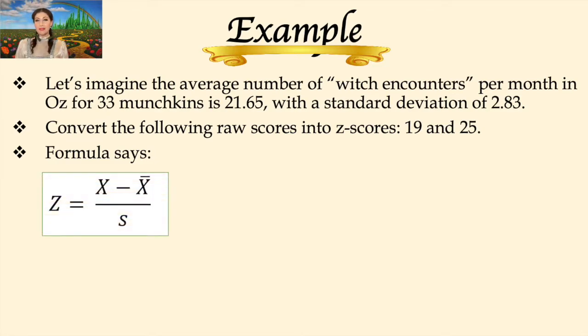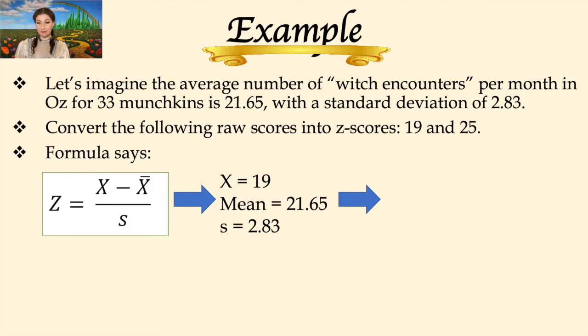So again, the formula says that we have to subtract the mean from the score and divide by standard deviation. So in this case, my raw score is 19, my mean is 21.65, and my standard deviation is 2.83. So let's plug those numbers in. 19 minus 21.65 divided by 2.83 gives me a z-score of negative 0.94. The fact that it's negative suggests that the raw score is below the average.